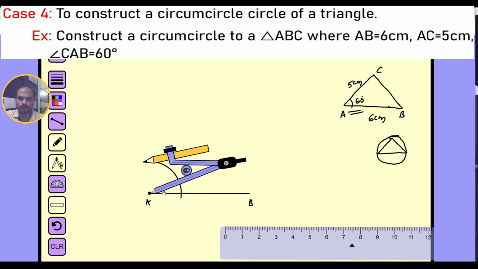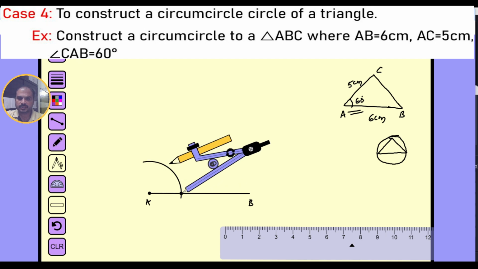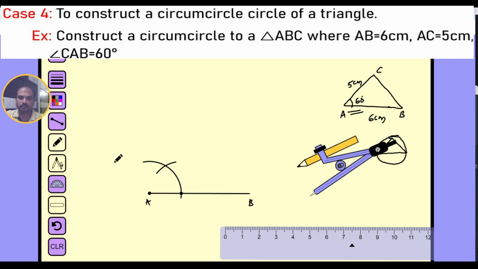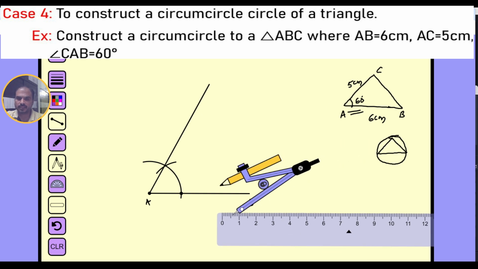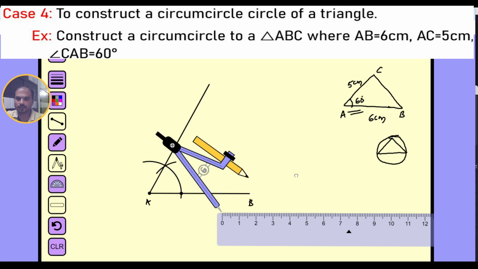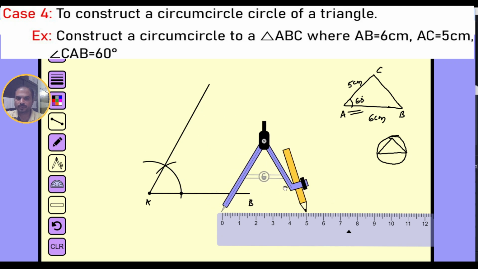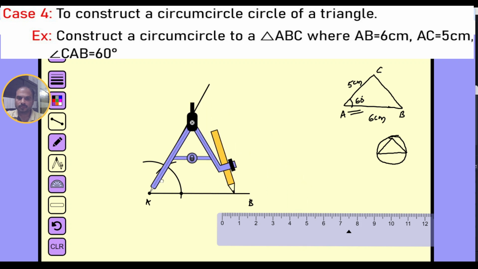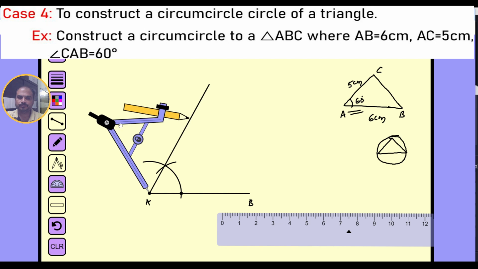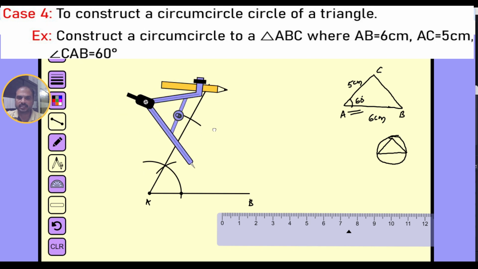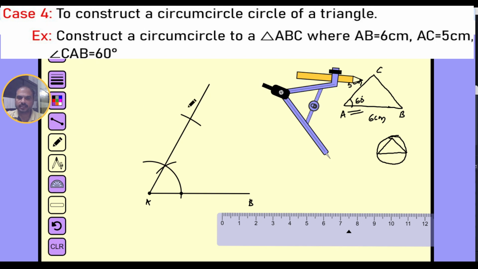So this is the 60-degree line. Now I will draw a line over here. This is 60 degrees. Now AC is 5 centimeter. I'll take 5 centimeter in the compass and cut this line. I need to locate C here. So this is how I have located C. Now I will join C and B. So this is the required triangle.